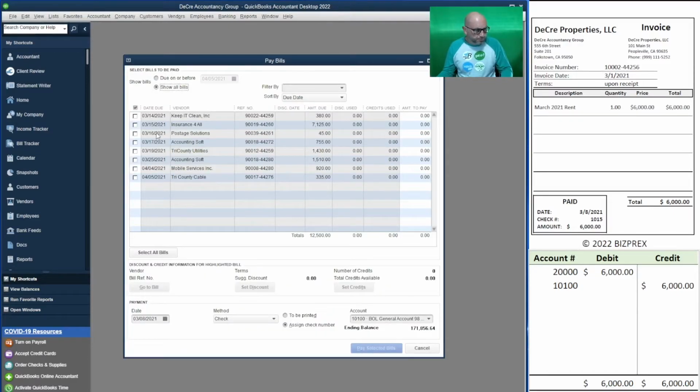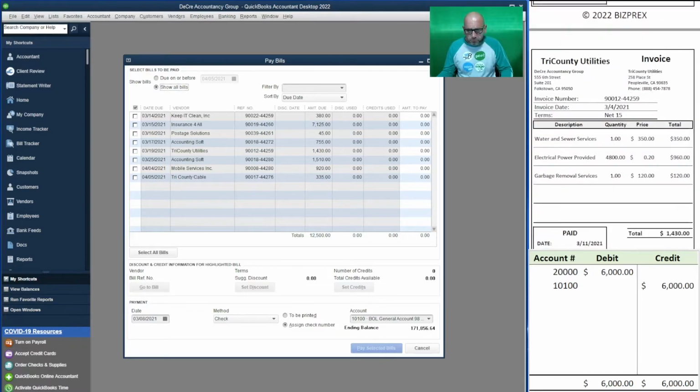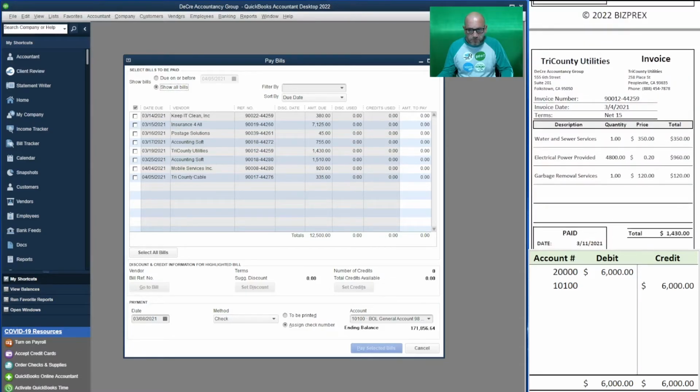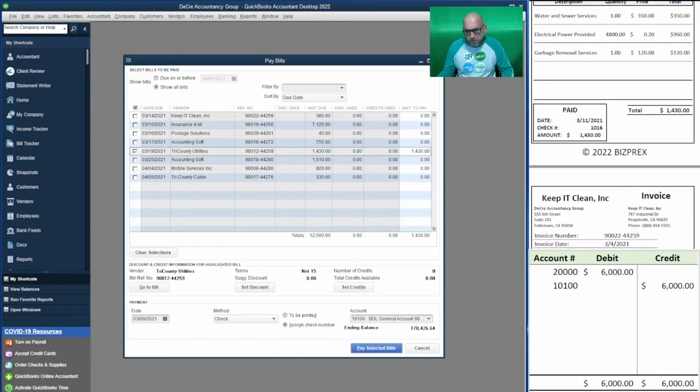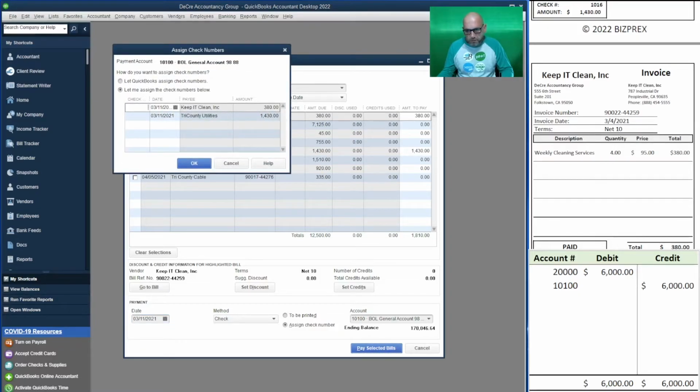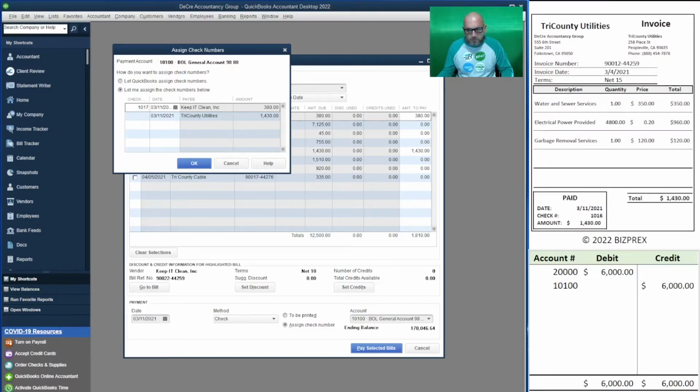Okay, pay more bills. So 3/11. So we have these two on 3/11. Let's see if we can do them together. So we have Tri-County Utilities. And we have Keep It Clean. And we paid them on 3/11. All right, here they are. So this one is 1017, and this 1016.